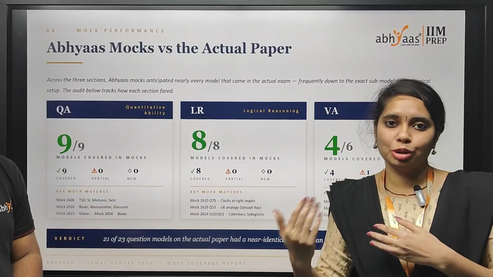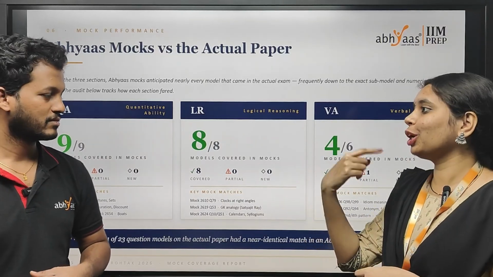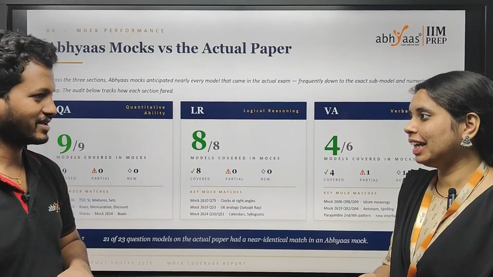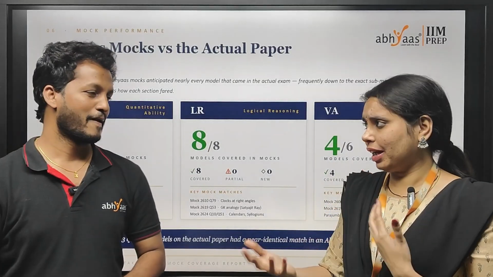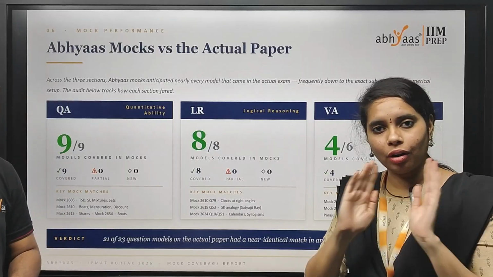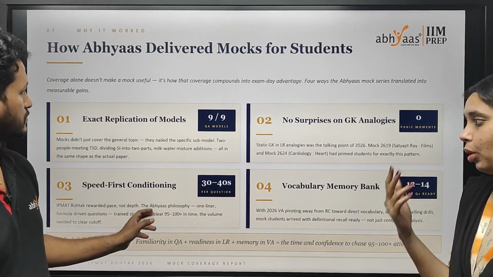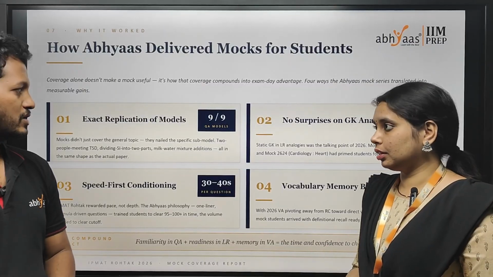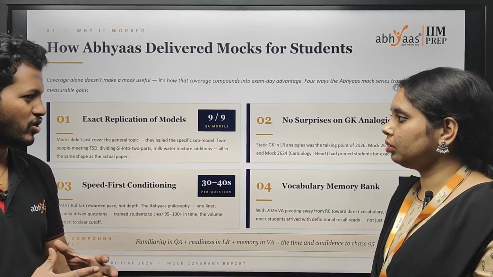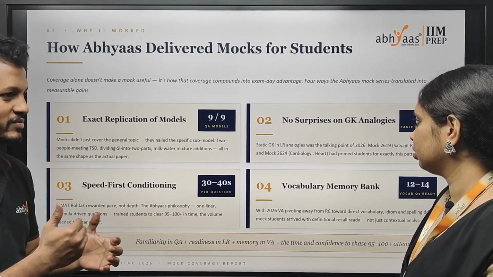When it comes to quant, there is 100% coverage, and for verbal, apart from one math question, the new thing is also covered in our mocks. Even parajumbles, we have covered all of them in our mocks. All the rest of the models are definitely covered in our Abhyaas mocks, and we always go heavy with our vocabulary too. That's a very good aspect for students who practiced Abhyaas mocks from the first; they can easily see these models coming directly from our papers.